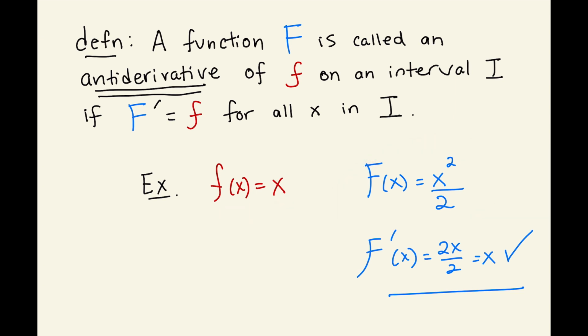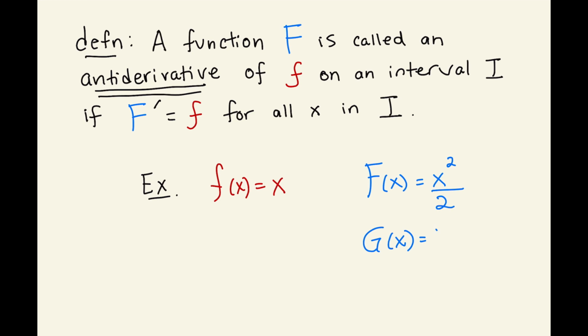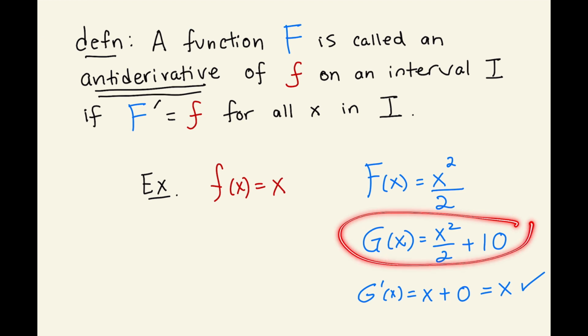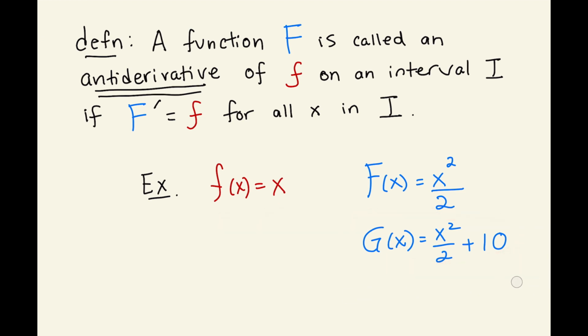But there are more. Okay, so you could also have told me, oh, here's another antiderivative. Let's say g of x is equal to x squared over 2 plus 10. If I take the derivative of this function, I get g prime of x is equal to x plus 0, and that's definitely also equal to x, right? So this is yet another antiderivative of this function. And I can keep going, right? I can say, oh, well, what about h of x is equal to x squared over 2 minus pi? And, of course, this is also an antiderivative.